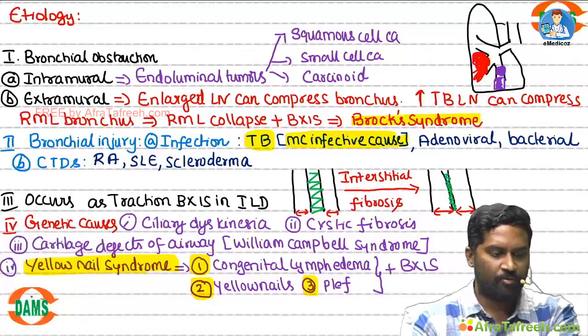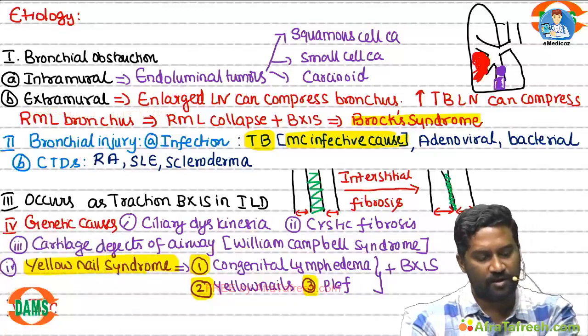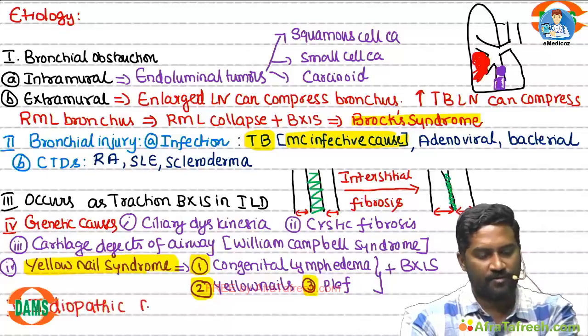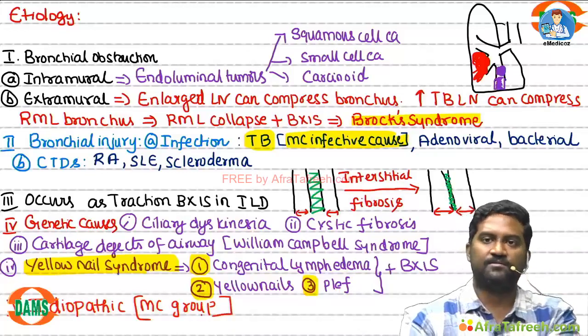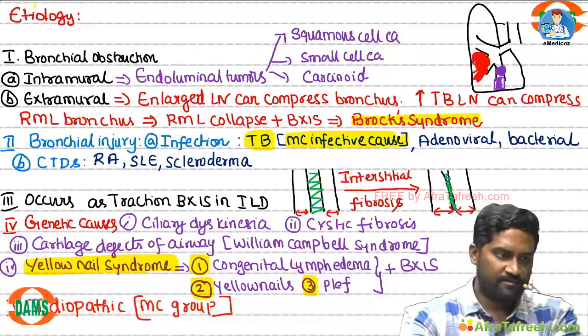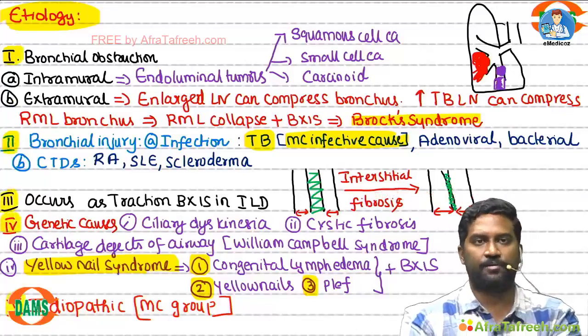Whenever you don't know what exactly is the reason, what is that group called? Idiopathic group. As of now, the idiopathic group is the most common group of bronchiectasis. In the majority, we still don't know the exact cause. This is the etiology of bronchiectasis: bronchial obstruction, bronchial injury, traction bronchiectasis, genetic causes, idiopathic group.